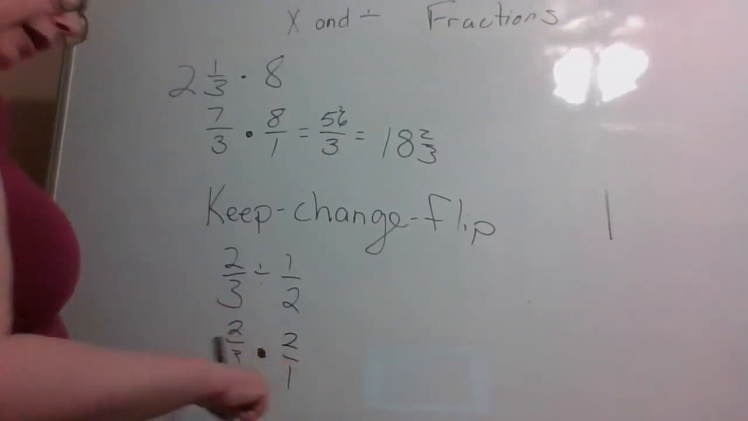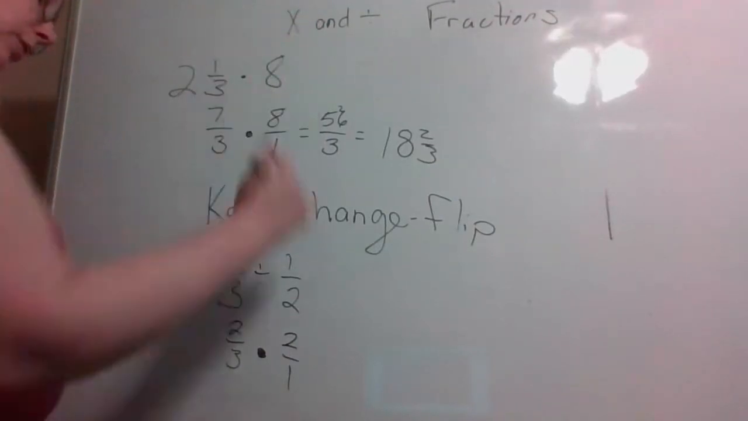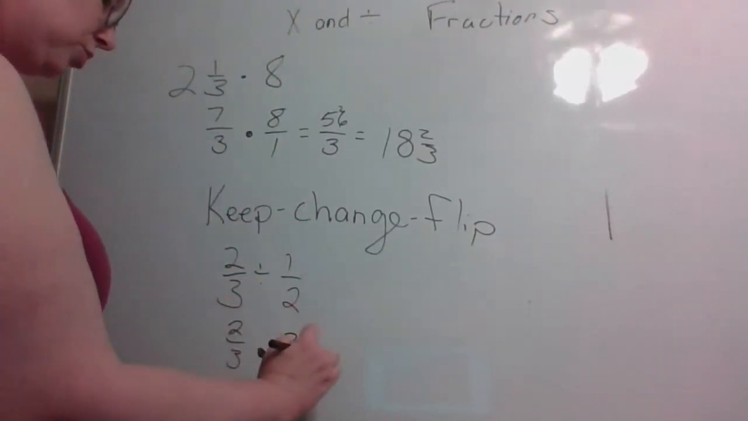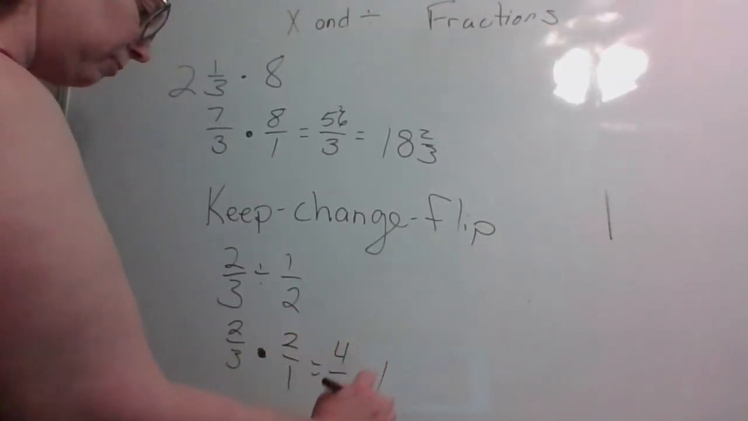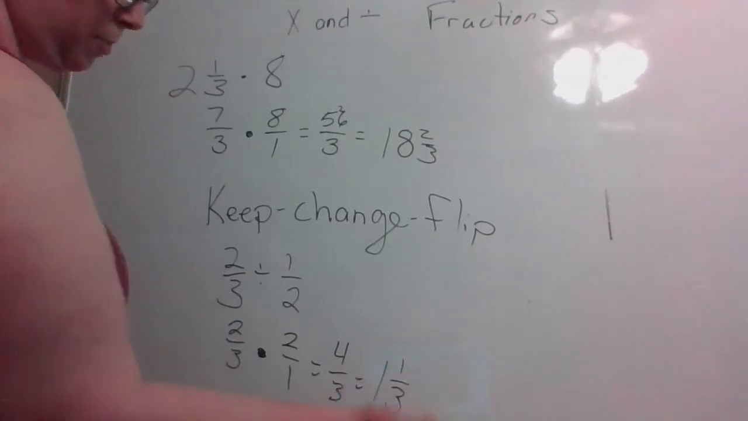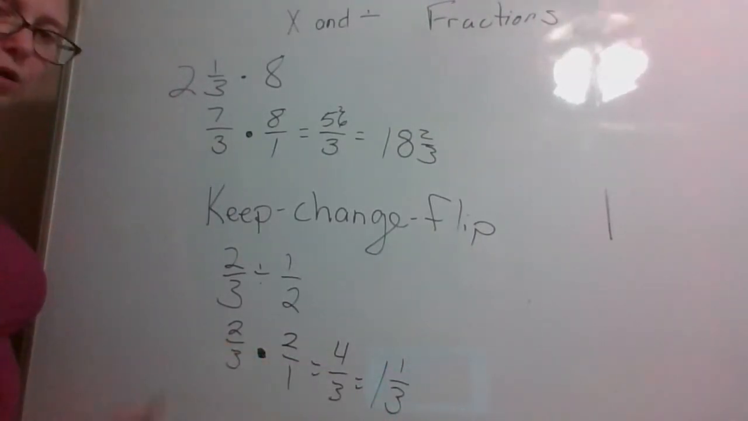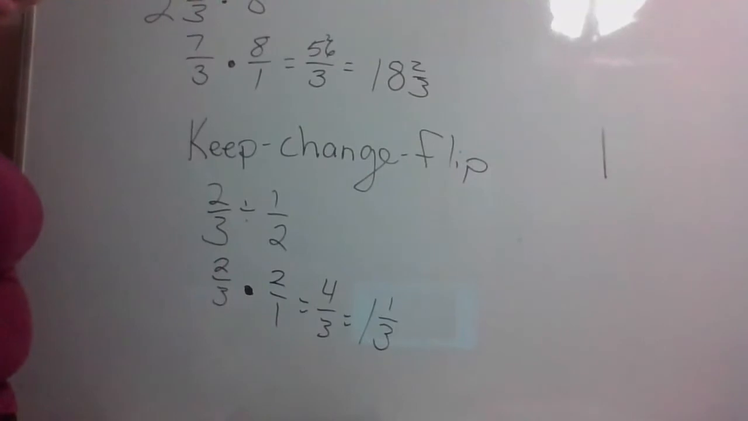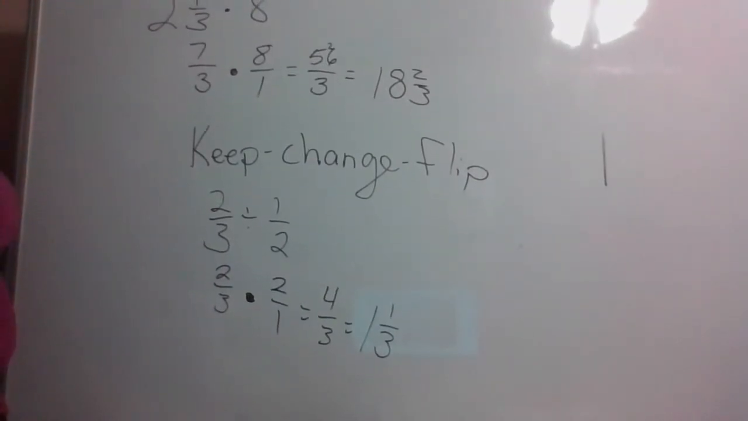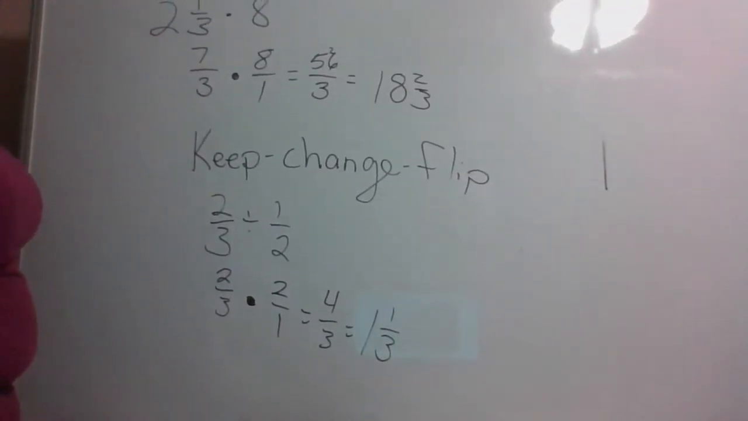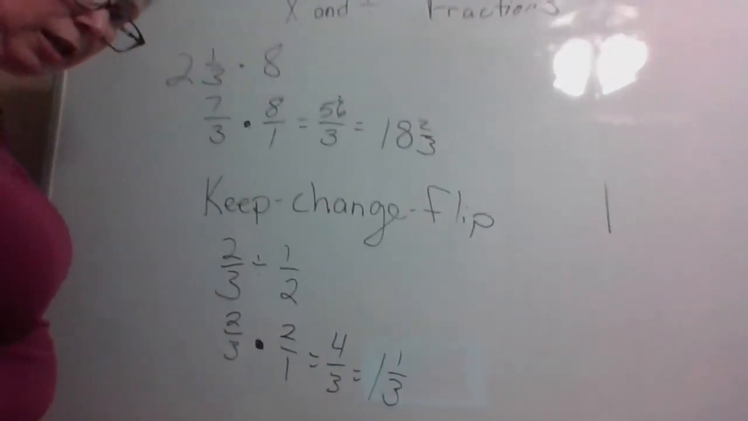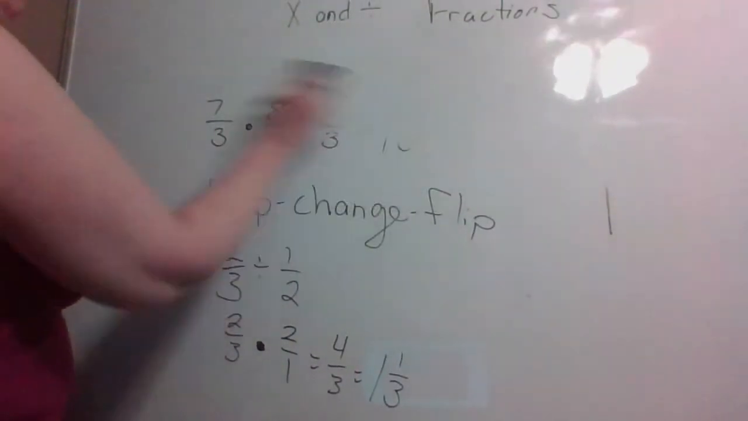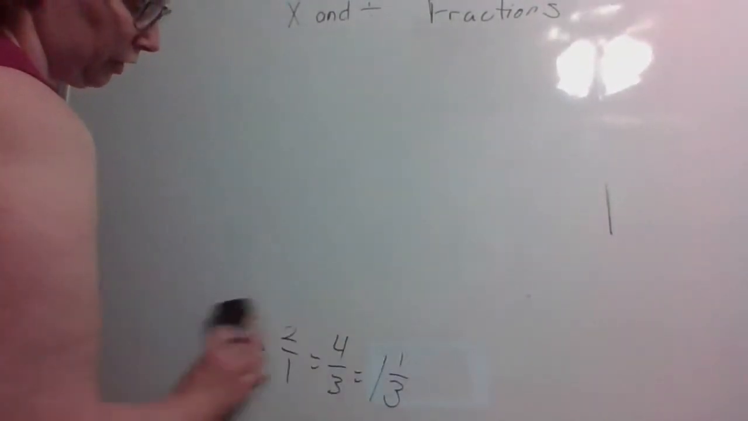So here we have multiplication now, and we're going to do the same thing we did up here. We can't cross reduce, so we're going to go ahead and multiply across the top, multiply across the bottom, and then get that proper mixed number 1 1/3. So keep, change, flip is really awesome to remember how to divide fractions. I want to show you a couple more examples of the dividing of fractions.